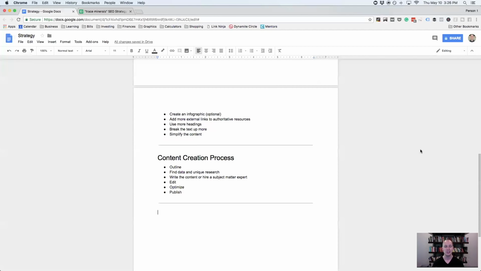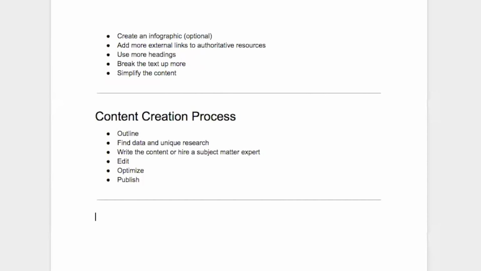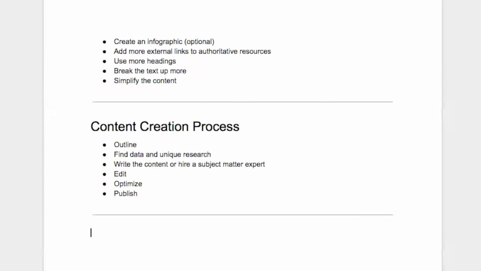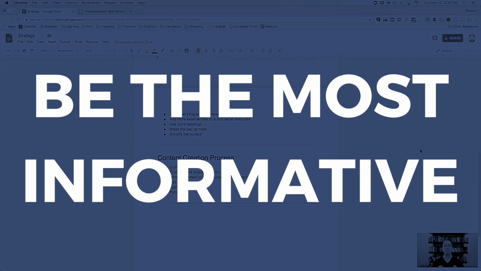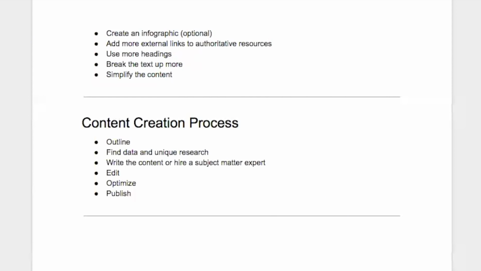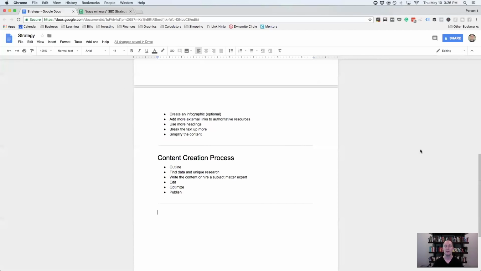And obviously, how you go about creating this content asset is going to totally vary, but the main objective should be for you to create the most valuable piece of content around this topic and to be the most informative page on this topic. That's really what your main goal should be. And if you do that well, it makes the process of promoting it much easier.